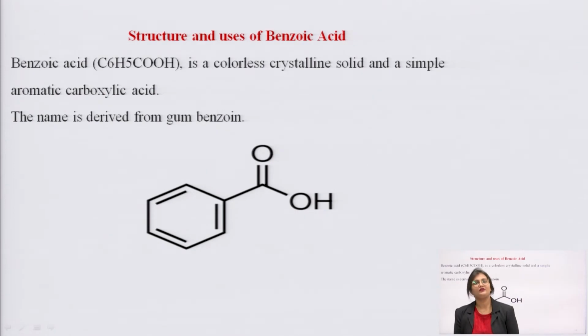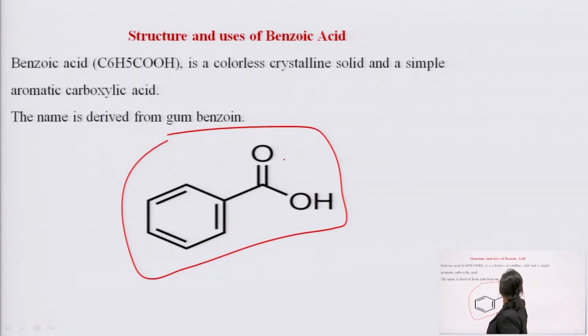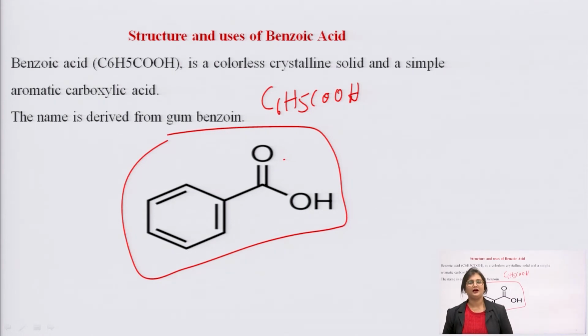Okay. So, now moving on to the next compound, which is benzoic acid. Benzoic acid is a colorless crystalline solid and a simple aromatic carboxylic acid. Very simple, C6H5COOH comprises benzoic acid. Okay. It is an aromatic carboxylic acid. The name is derived from benzoin gum.